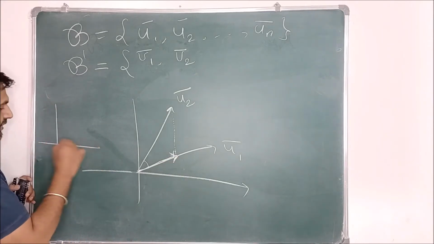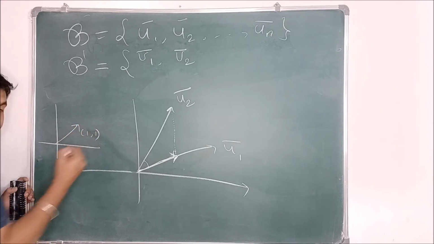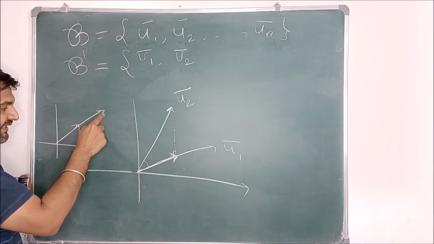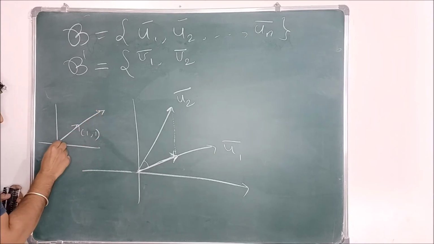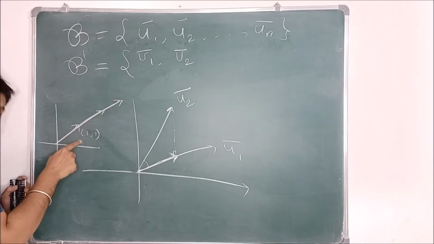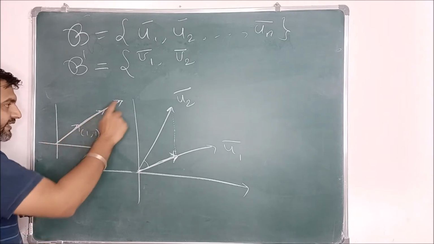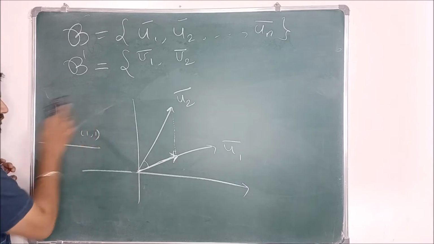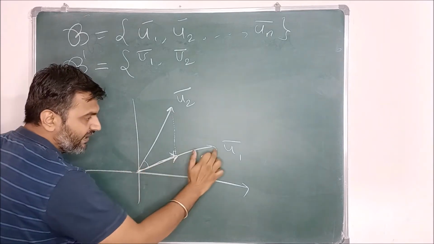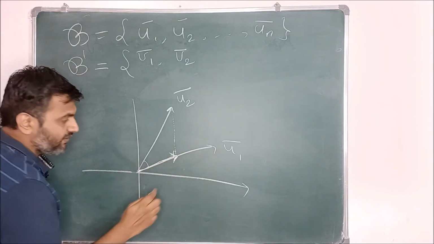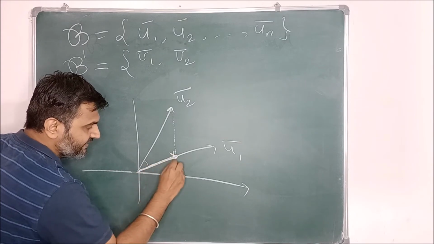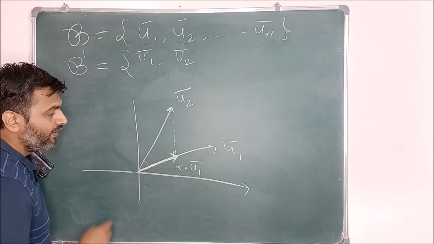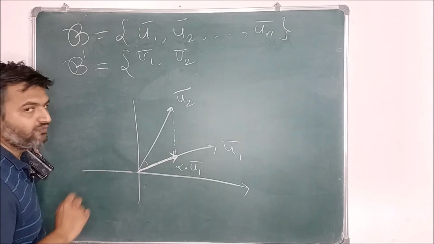For example, if you take this 1 comma 1, and I take any vector on this line, say 2 comma 2, it is a multiple of 1 1. If I take 3 comma 3, it is again a multiple of 1 1. So if I take any vector on 1 comma 1, it is again a multiple of 1 comma 1. Here, if I take any vector on u1 bar, it is a multiple of u1 bar. So this vector is some multiple of u1 bar. What is that multiple? Let's try to find it out.